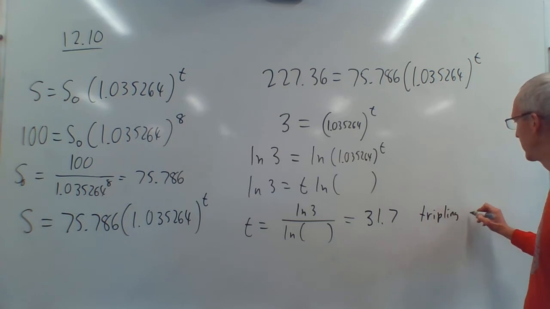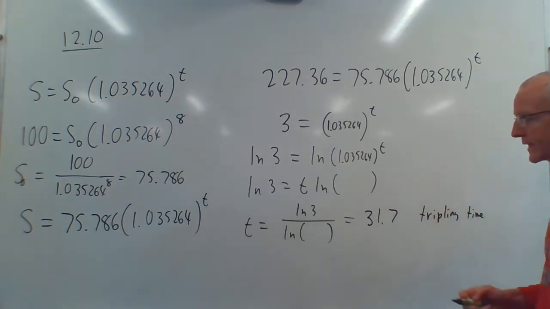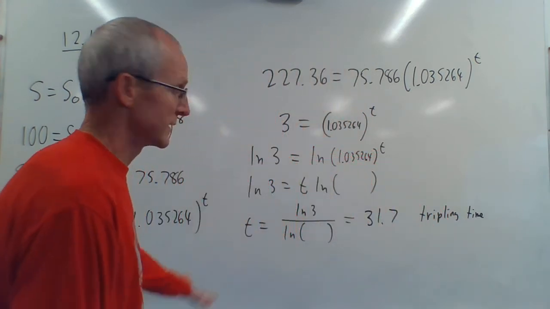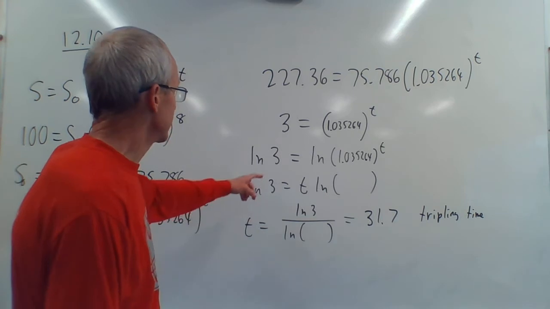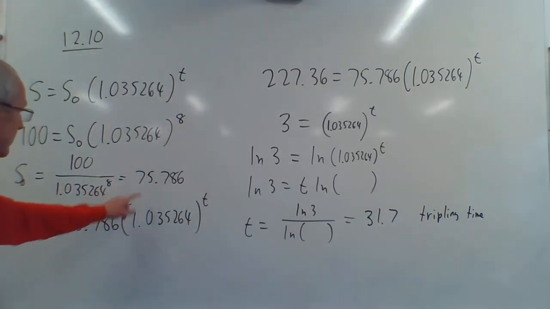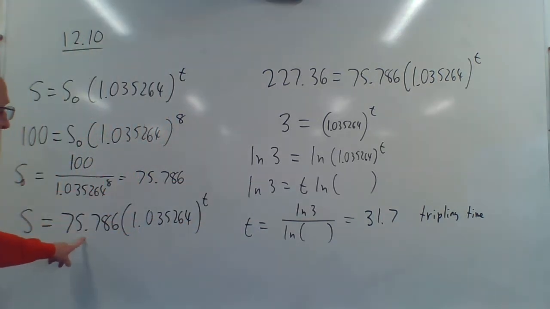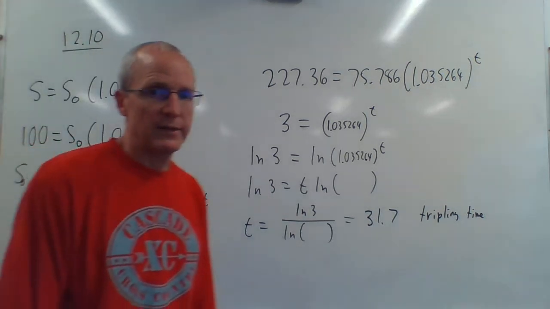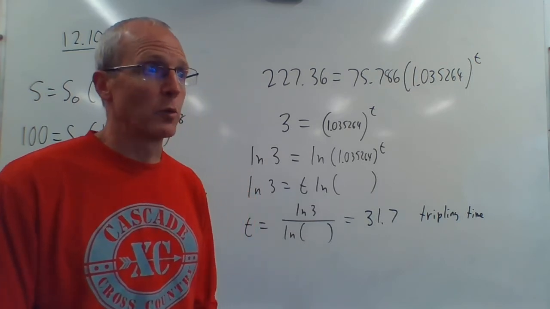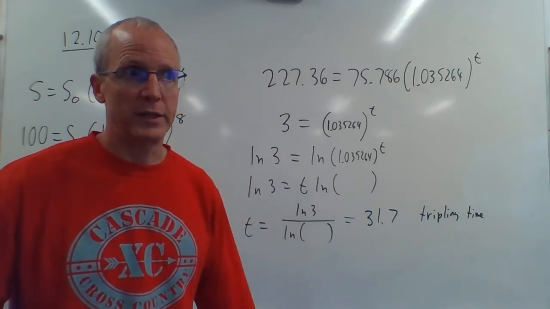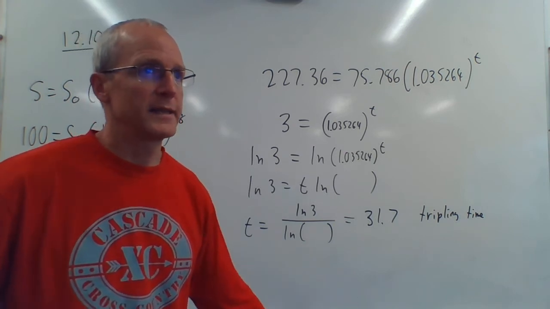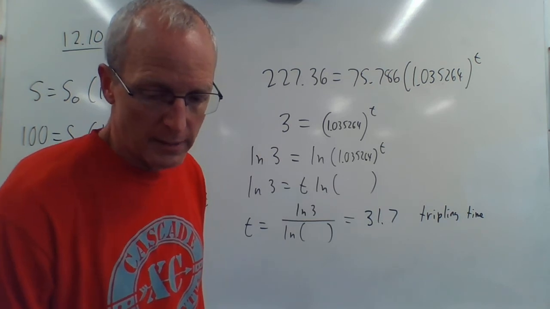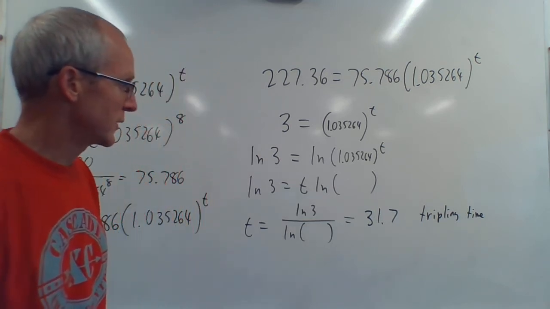Now it turns out when things grow exponentially like this, that's how long it takes to triple no matter where you start. We said there are 75 spiders to start off with, and then when are there going to be 3 times that many after day 0, we get 31.7. But no matter where you start, that will be the tripling time. In 31.7 days, there will be triple. So the tripling time is 31.7 days.